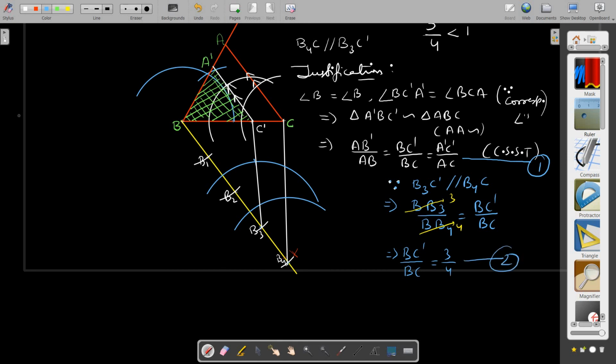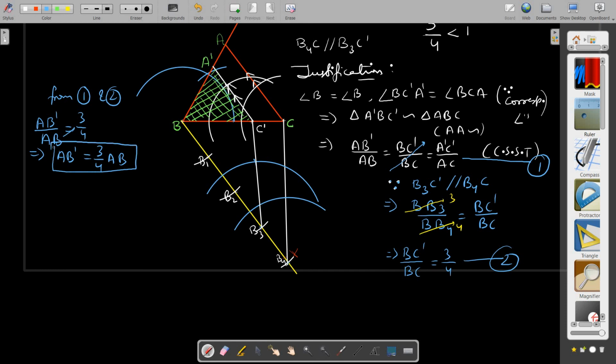And in the left side of the construction, from equation 1 and 2. In equation 1, in place of BC prime by BC, we can plug in 3 by 4. As a result, we will have A prime B by AB is equal to 3 by 4. And on simple cross multiplication, we will get A prime B, means side of our constructed triangle, is a 3/4 of AB. So this is one side of the constructed triangle, 3/4 of the given triangle.